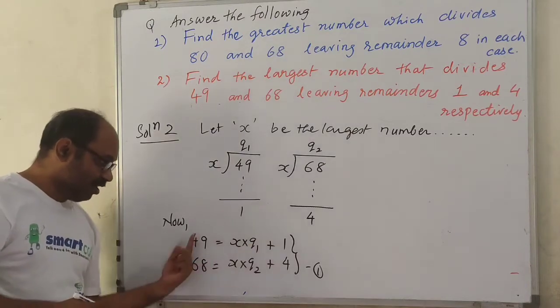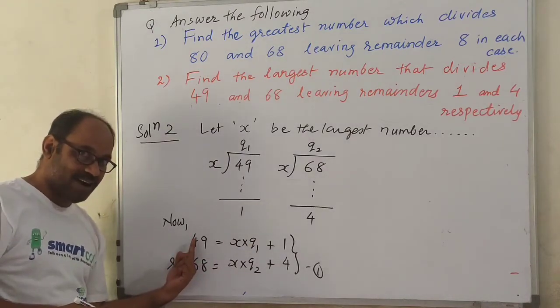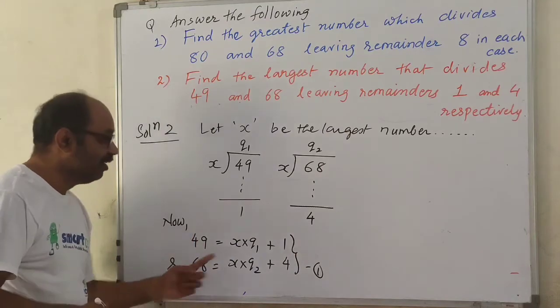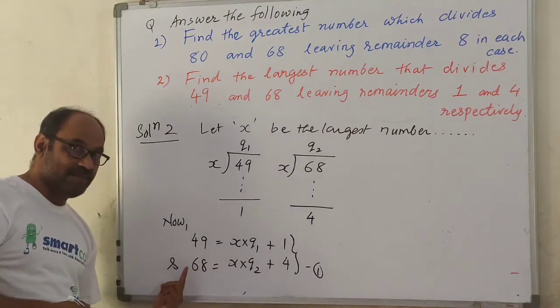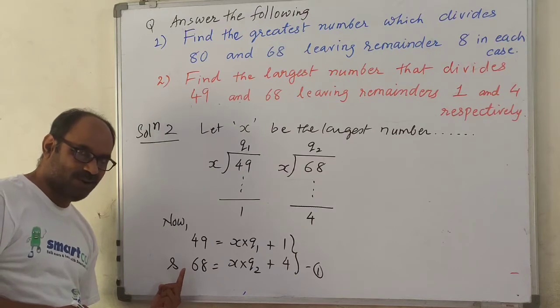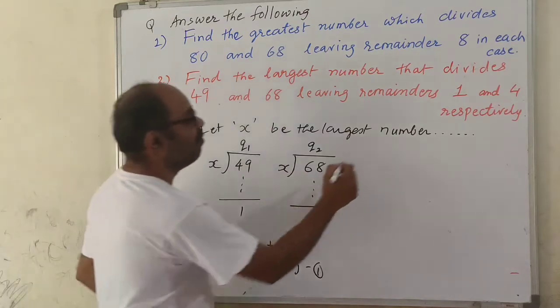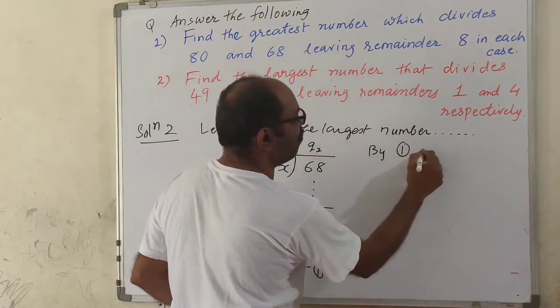From this, take 1 to the other side. So 49 minus 1, what will that be? 48. Take this 4 to the other side. 68 minus 4, what? 64. Correct?